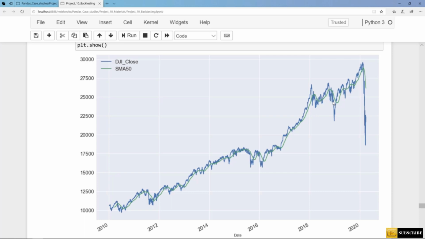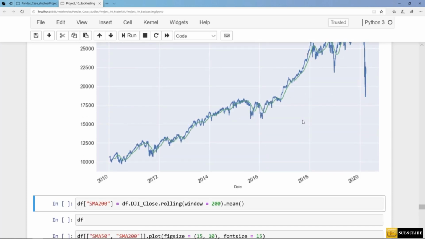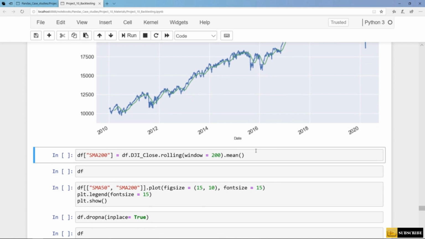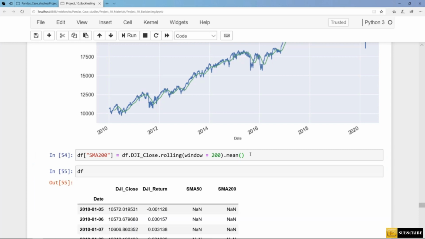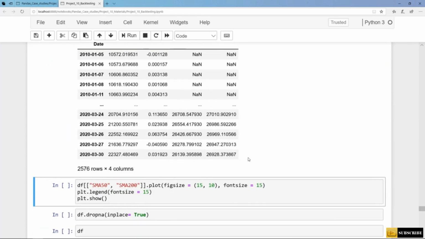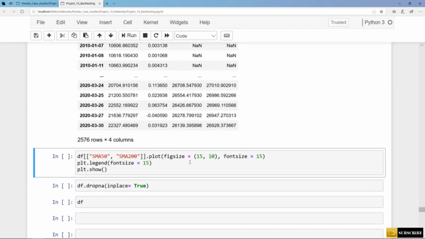Now let's come to another popular and frequently used window. It's the simple moving average 200, taking into account the immediately preceding 200 trading days. And let's also create the new column SMA 200. And finally, let's also visualize and compare the simple moving average 50 versus the simple moving average 200.